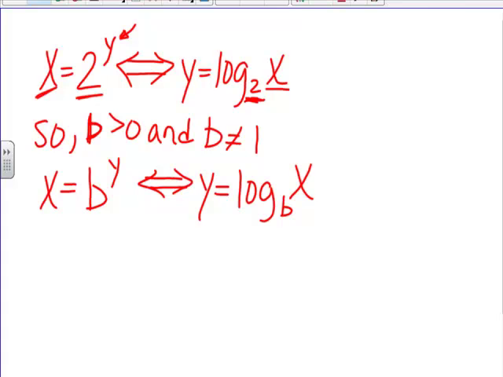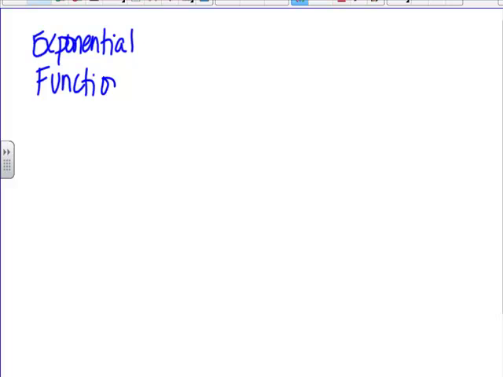So just a couple of comparisons from the last chapter to this new chapter. Exponential function, and this new chapter, which is going to be talking about logarithmic functions.